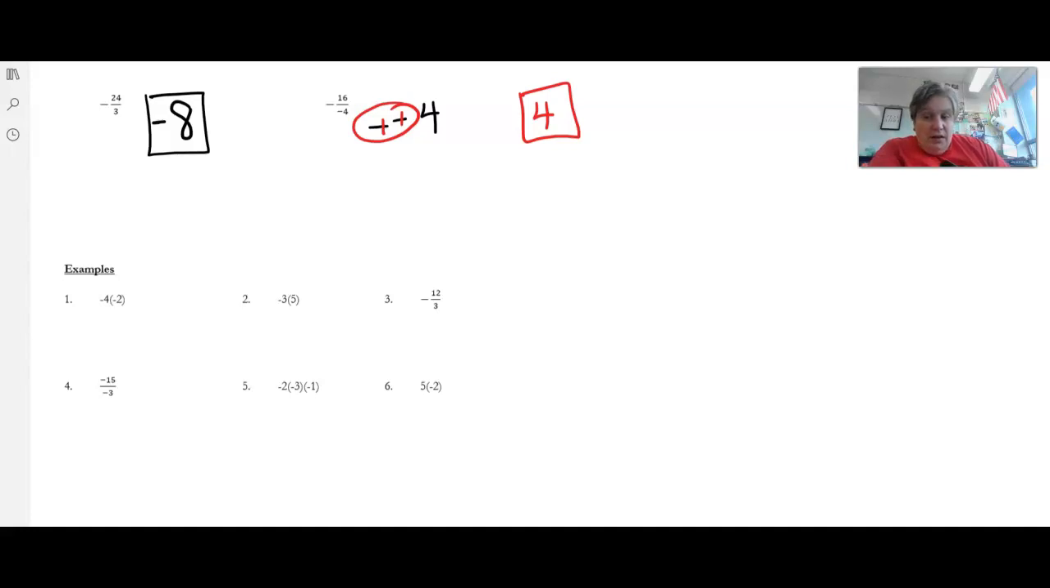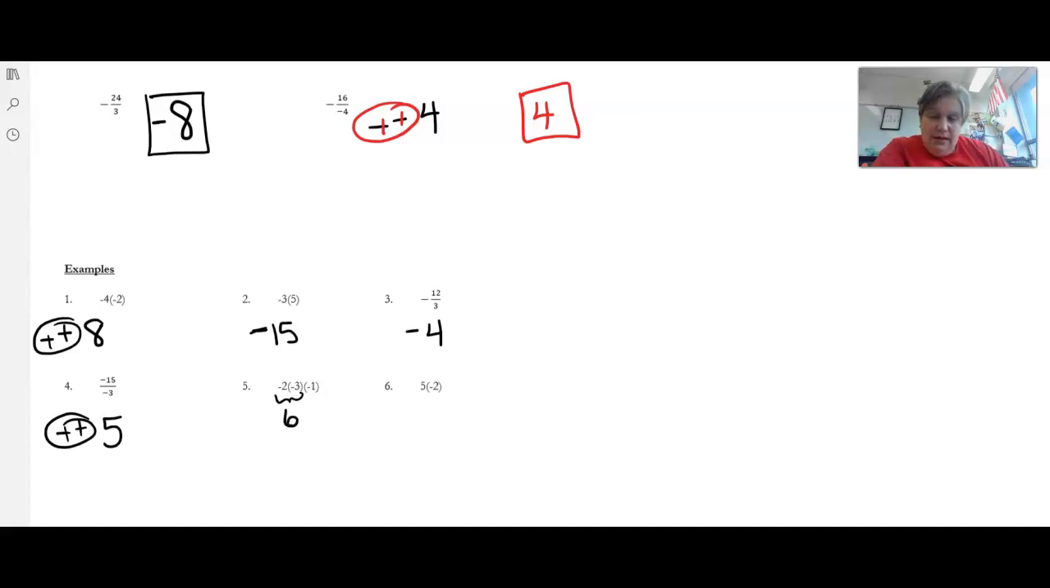Okay, so 4 times 2 was 8. There were 2 negatives, so you should have circled. So your answer is positive 8, and I'm just going to leave it like that. 3 times 5 is 15. There's a negative, so I write it down. That's the answer. 12 divided by 3 is 4. There's a negative, so I bring it down. So negative 4 is the answer. 15 divided by 3 is 5. There's 2 negatives, so I circle those. And now the answer is positive 5.